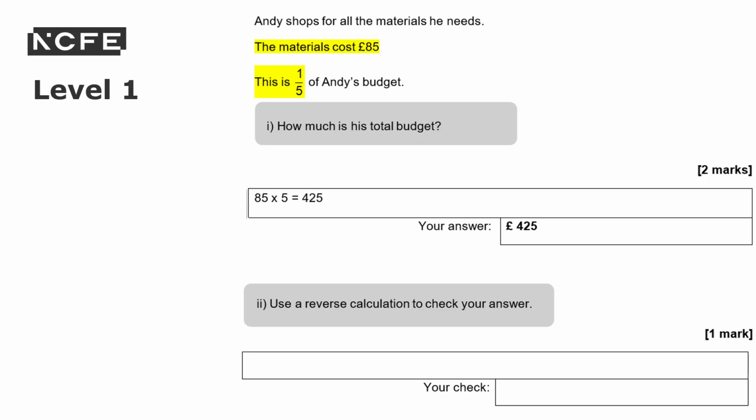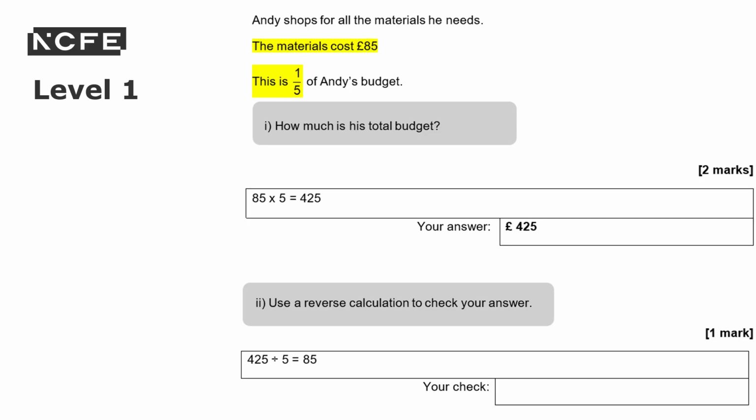And then it says use a reverse calculation to check your answer. And so the reverse of the multiplication is a division. So 425 divided by 5 equals 85. And that is going to give us the mark.